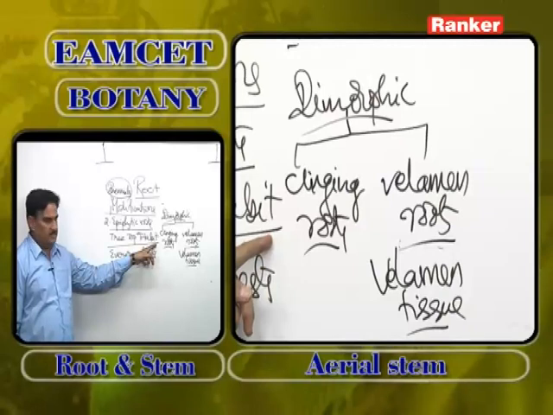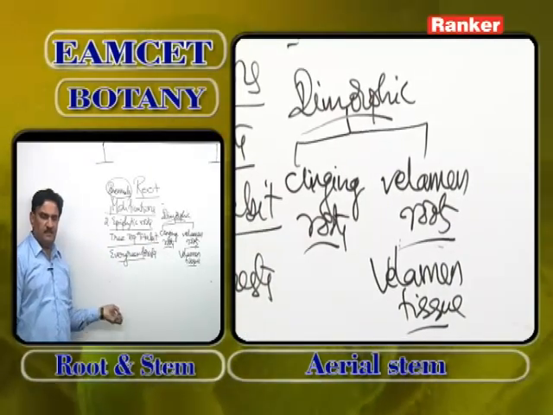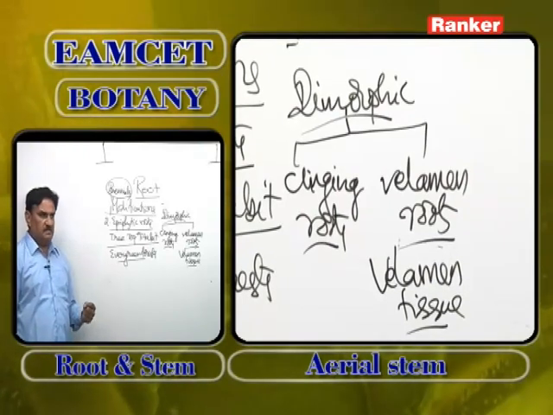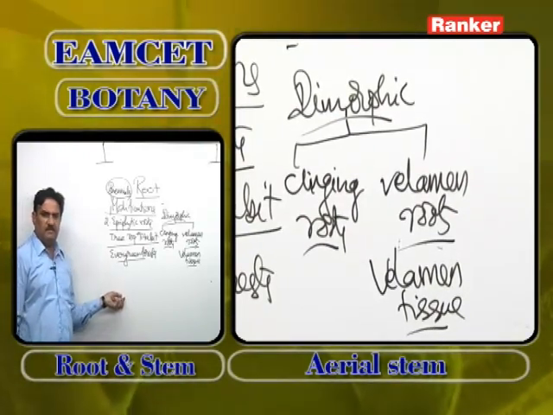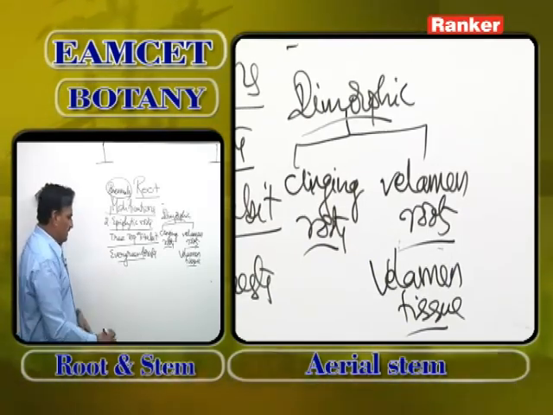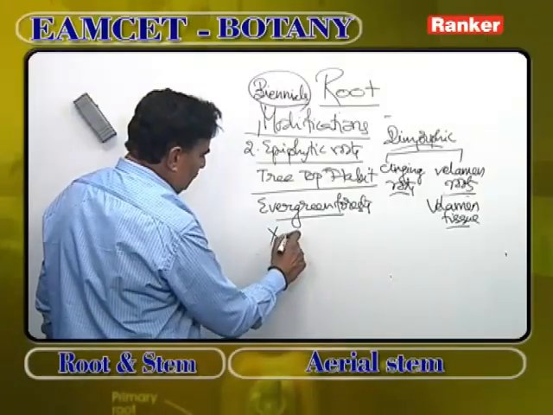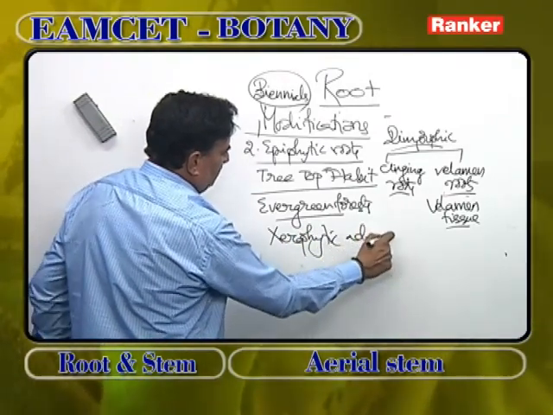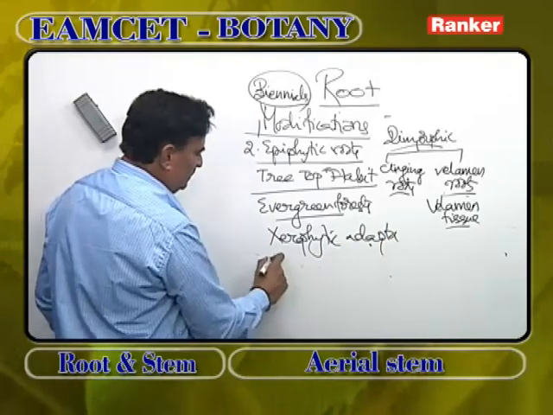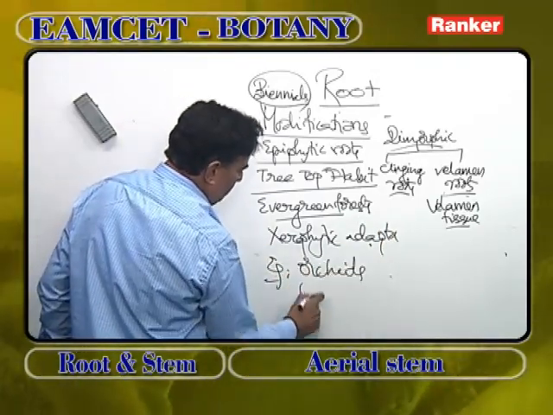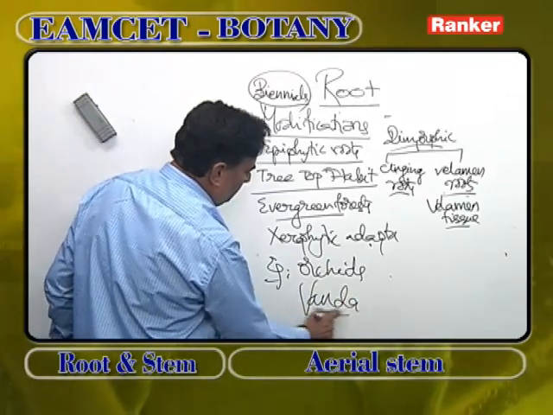Now, clinging roots help in attachment, velamen roots help in absorbing moisture. Whenever velamen roots absorb moisture, very little amount of water will be there. These plants do not have any contact with the soil. That's why, in order to conserve the water, these plants also show xerophytic adaptations. The best example is many orchids, and one individual example is Vanda.